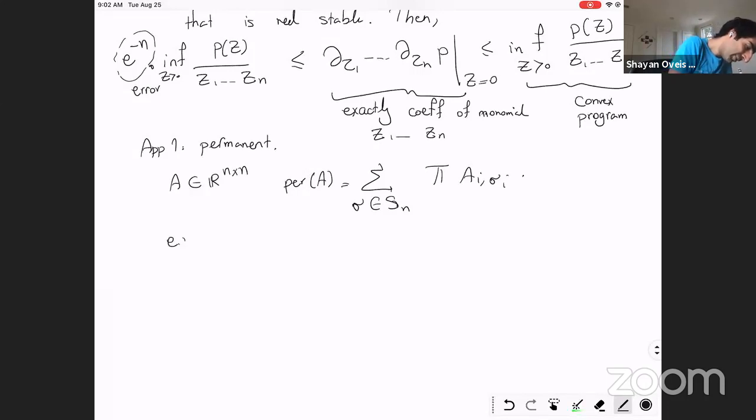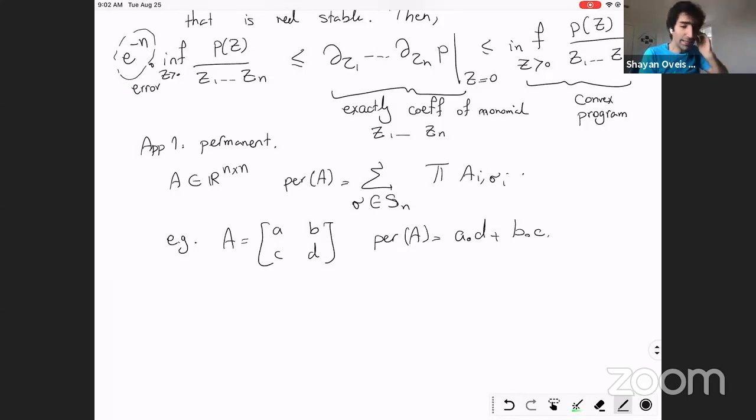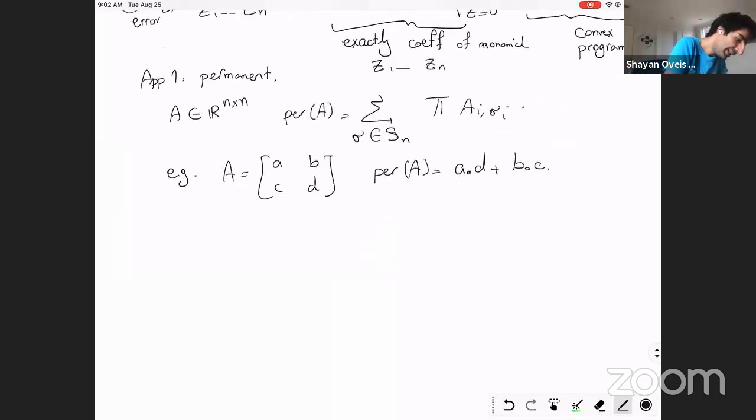Okay, let me show you one example. Let's say A is the 2 by 2 matrix with entries a, b, c, d. Then the permanent of A is a times d plus b times c. Now I want to rewrite the permanent as the coefficient of z1 up to zn of a polynomial. So what polynomial am I going to take? Think about a vector z with coordinates z1 up to zn, multiply z by the matrix A. This would give you another vector. Then take the product of the coordinates of that vector.